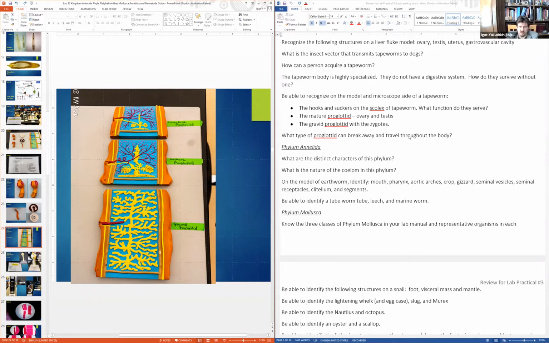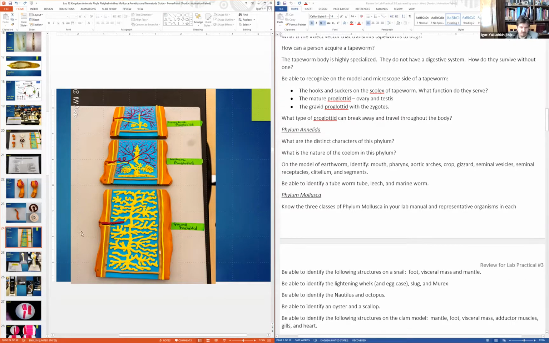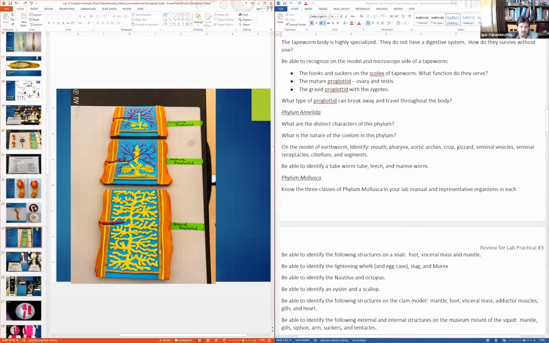What type of proglottid can break off from the body? That would be a gravid proglottid.